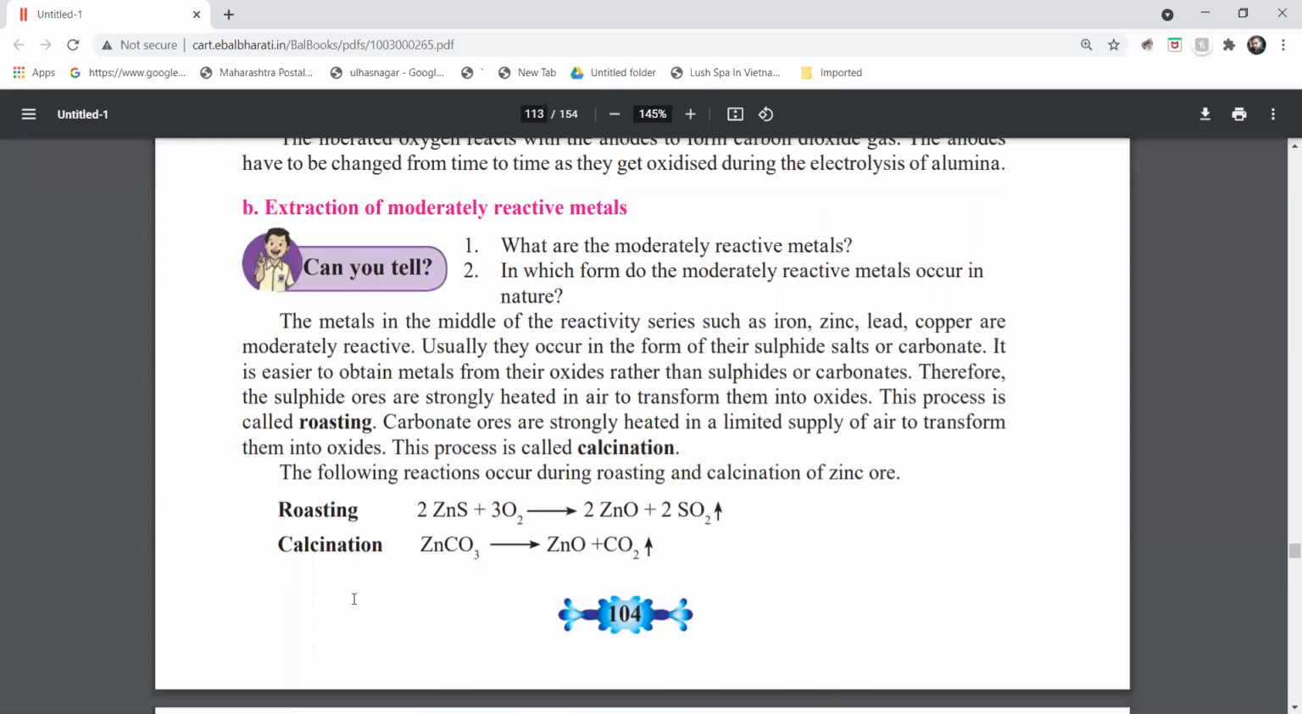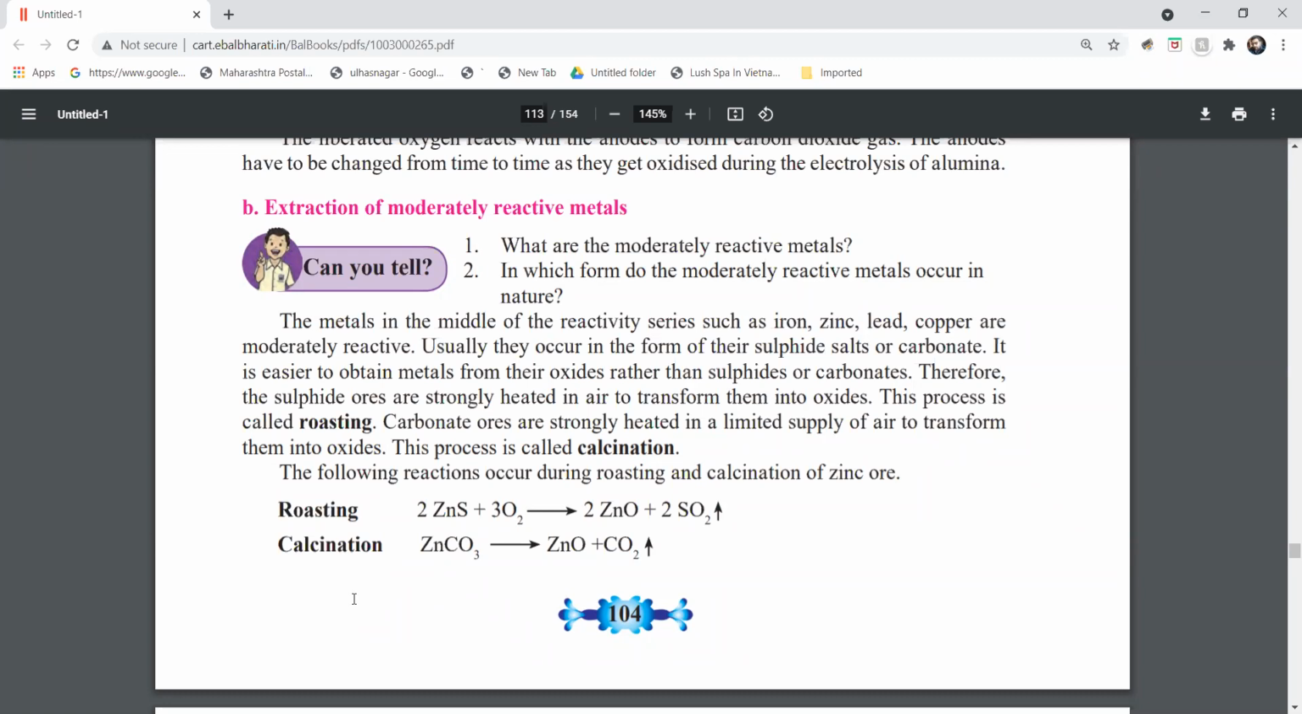Now coming to extraction of moderately reactive metals. The metals in the middle of the series, like iron, zinc, lead, and copper, are not as highly reactive as those at the top, like aluminum, and they are not as unreactive as gold and platinum. Now they occur as sulfide or carbonate ores, and it's easier to obtain metals from oxides than from sulfides or carbonates.